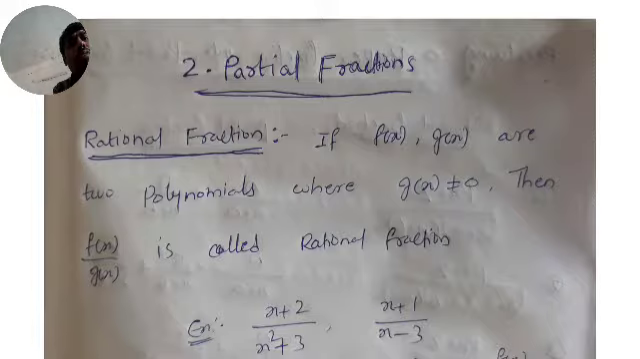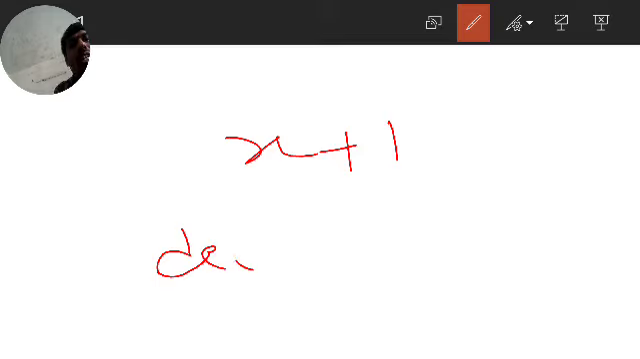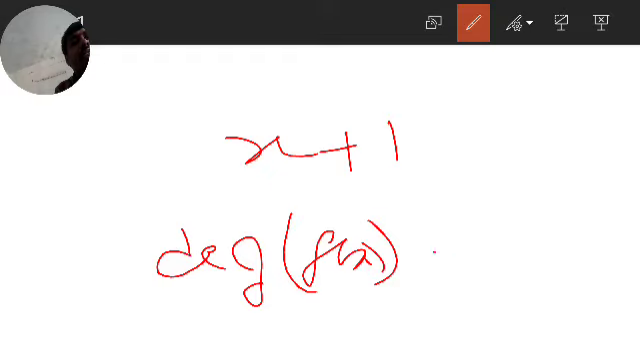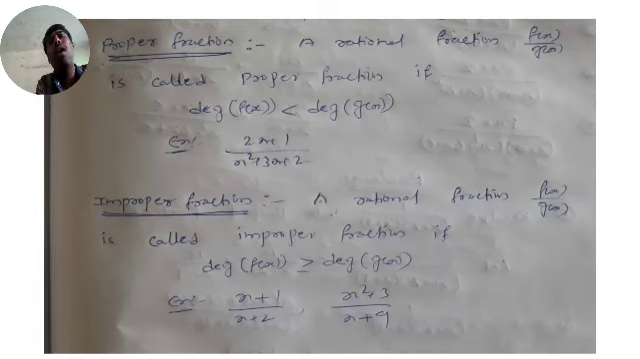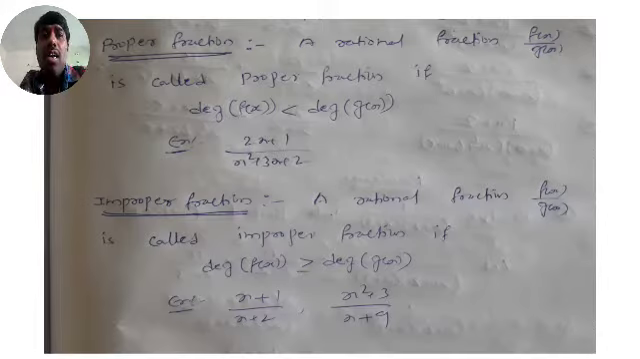Now, let us go to the next. Are you getting degree? For example, x plus 1, what is the degree? The degree of this function, degree of f of x: if this is f of x, then the degree of f of x is 1. If it is x square, then it is 2. If it is x square plus x cube, then the degree is 3, like this. The highest power of x is the degree of the polynomial. Based on the degrees, the fractions are divided into proper and improper fractions.